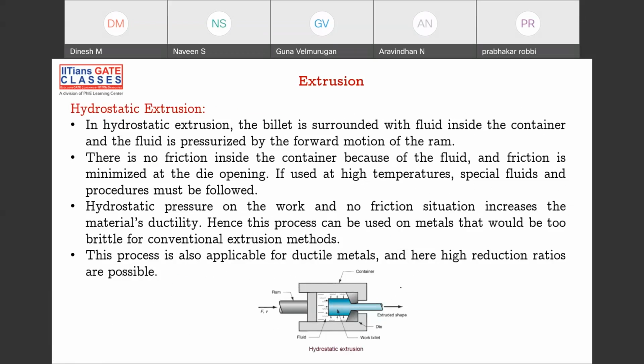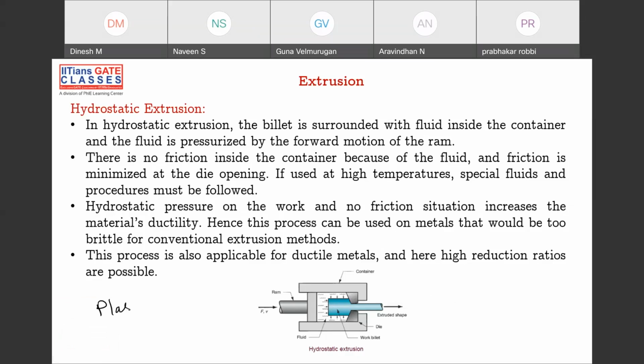And if you're applying hydrostatic pressure, the material's ductility will increase. Don't ask me why, it's a very detailed explanation, not now. Please remember this as a thumb rule: if you apply hydrostatic pressure on a workpiece, the ductility of that material will increase. So if this is a brittle material, instead of heating it, you just apply hydrostatic pressure. Because of the even pressure applied onto the workpiece, its ductility will increase. There's a big explanation for that.